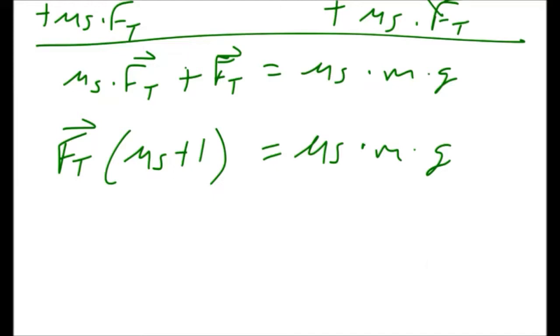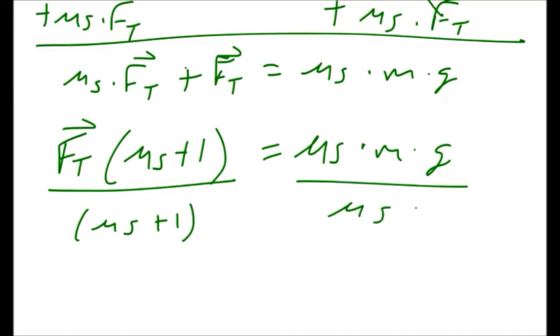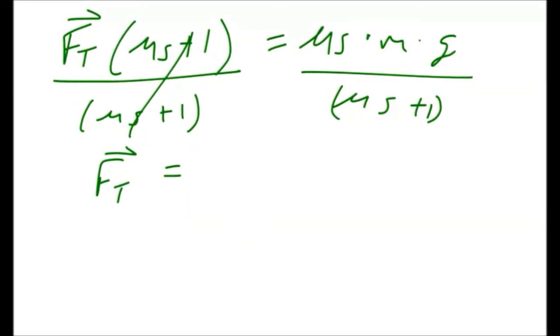Now, how do I get the tension force alone? Divide. Now, let me ask you a question here. Since I've got mu s on top and I've got mu s on bottom, can I just cancel those out? No, I can't, because this one's adding and this one's multiplying, so you can't just cancel those out, okay?